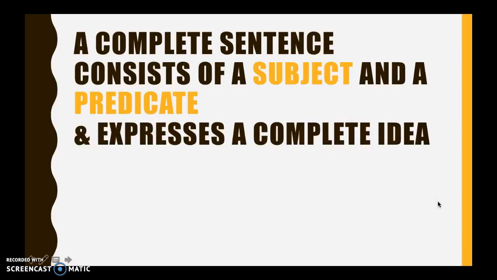A complete sentence consists of a subject and a predicate, and it must express a complete idea. All three of those things are important. There may be more than one subject, there can be more than one predicate, there may even be more than one complete idea, but you need at least one of each for a complete sentence.